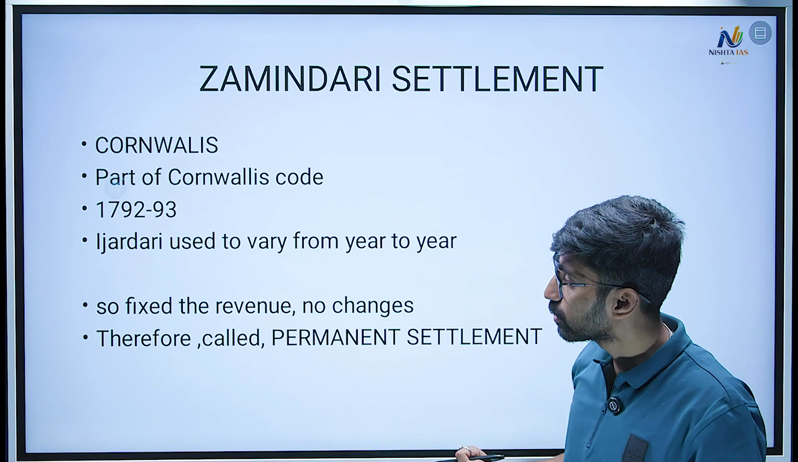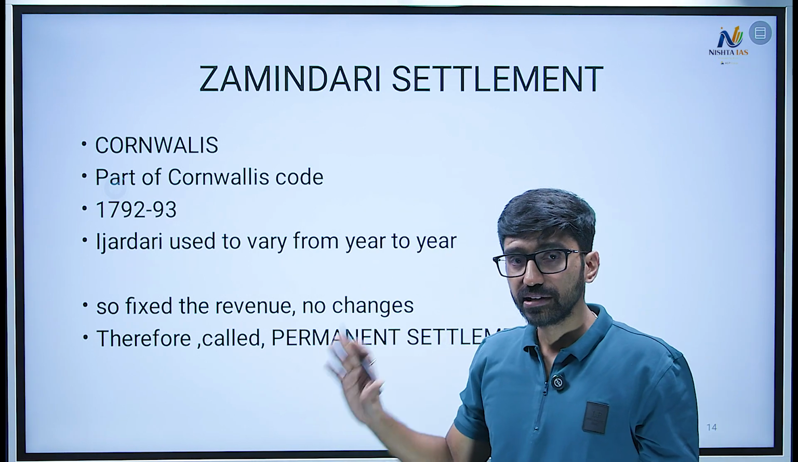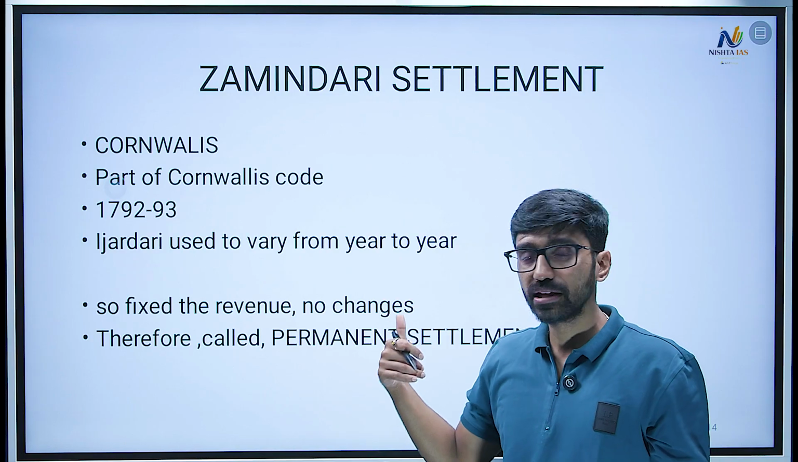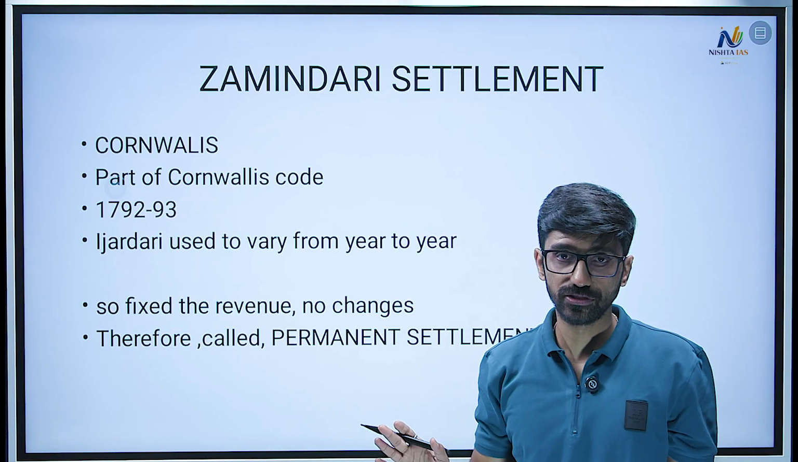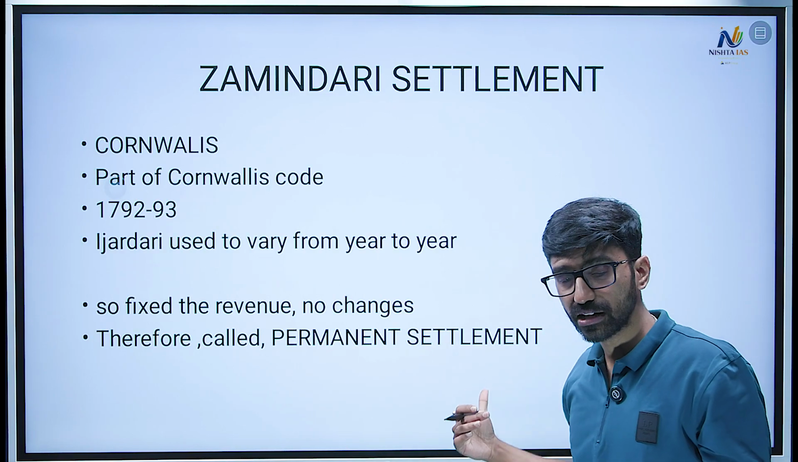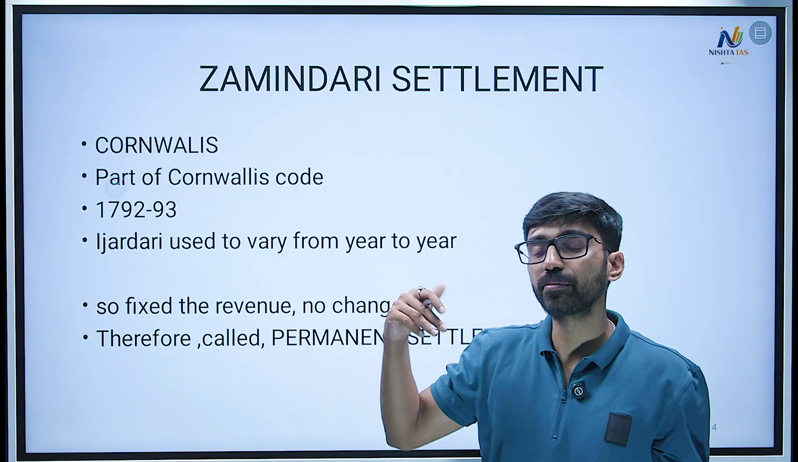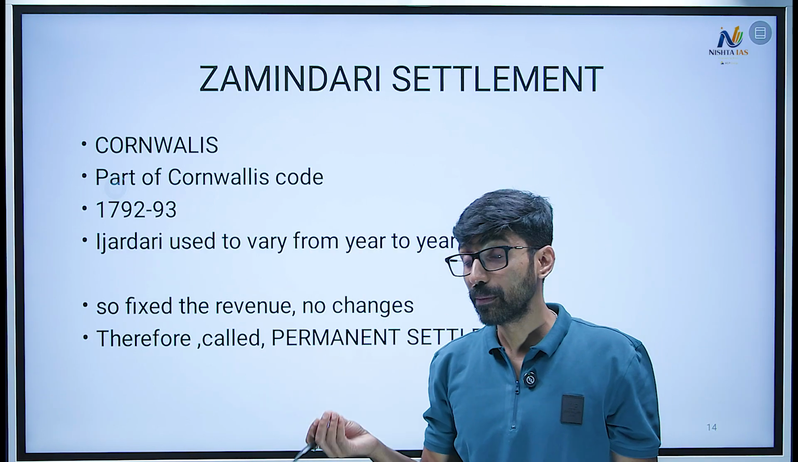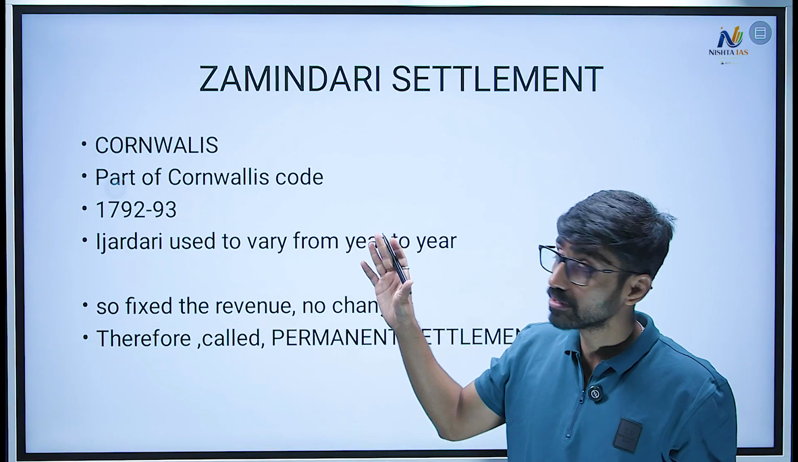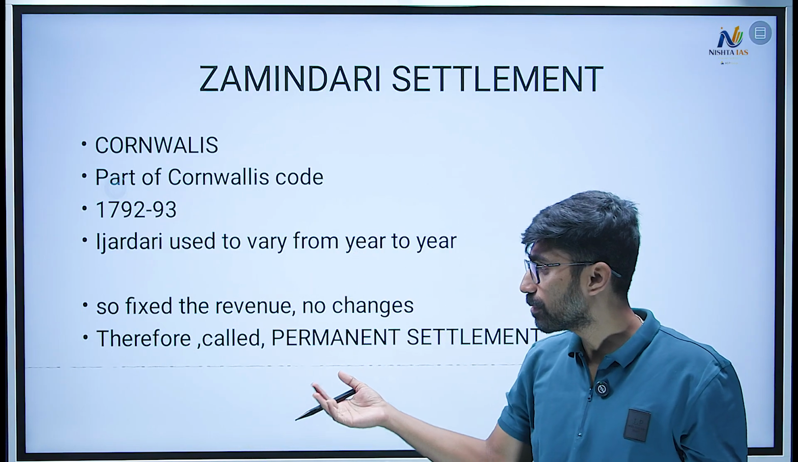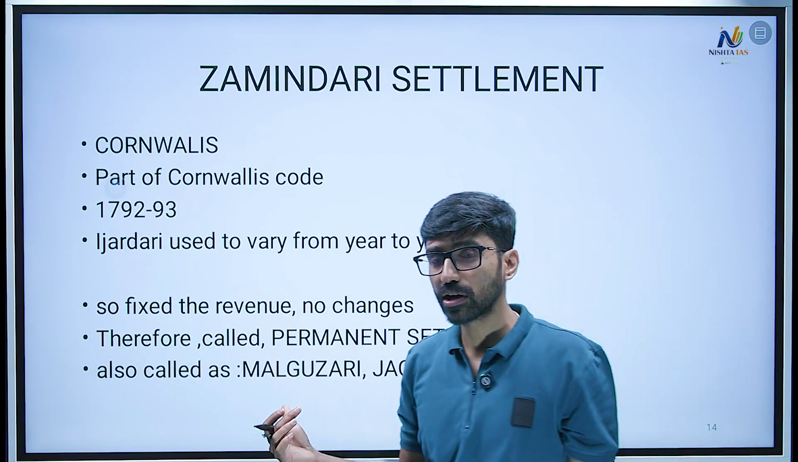So it used to vary from year to year, and that is the reason the East India Company, or Cornwallis, thought to just fix the revenue. The revenue will not change. So that is the reason it is also called the permanent settlement. And who was made responsible to pay the revenue? The zamindars were made responsible to pay the revenue, so it is called the zamindari system. And the zamindars were called by different names in different areas. So they are called malguzars.